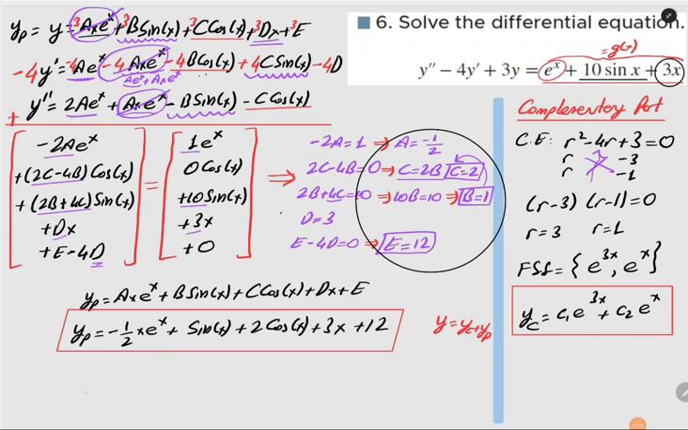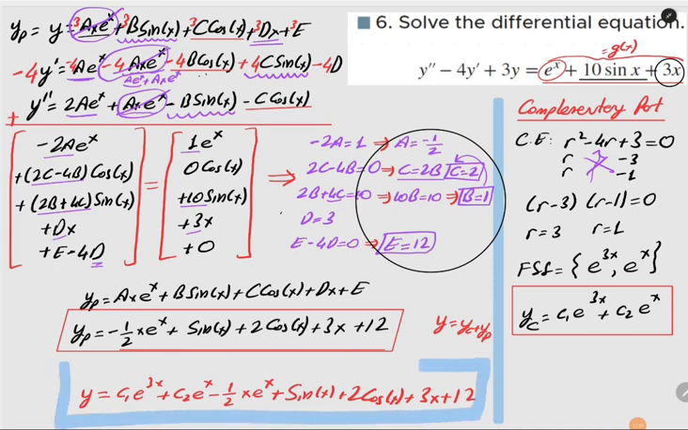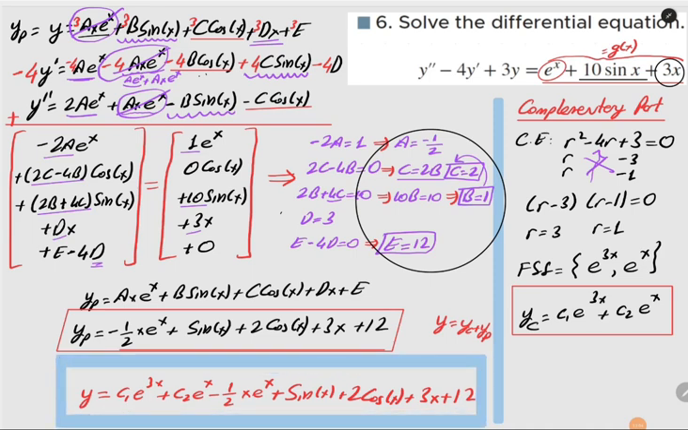y particular. And we come up with y is equal to this long function. Okay, let's write it. First, write the complementary part. C1 times e to the 3x plus c2 e to the x minus 1 half x e to the x plus sine of x plus 2 cosine x plus 3x plus 12. My dear friends, this is the answer of this problem.